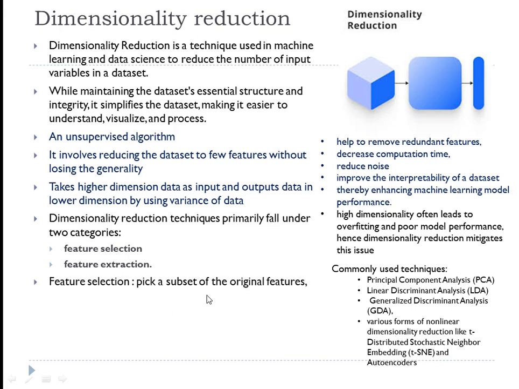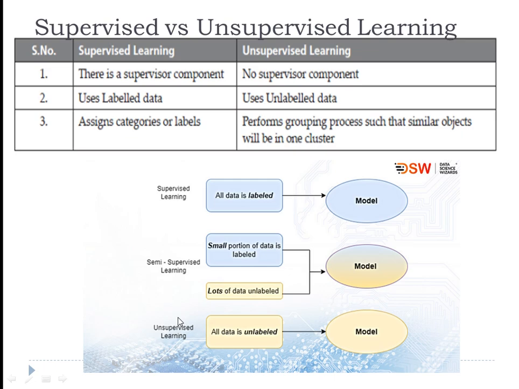What is feature selection? Where we pick a subset of original features, right? So basically, if you ask me how you want to do dimensionality reduction, there are various ways. One is feature selection, where I try to pick only a subset of original features. I'll try to pick only important features. That also becomes dimensionality reduction. Feature extraction is where we try to create new composite features from the original set. So basically these two are examples of dimensionality reduction.